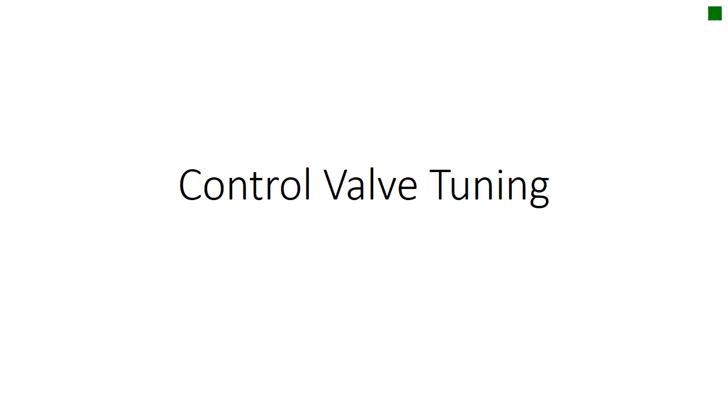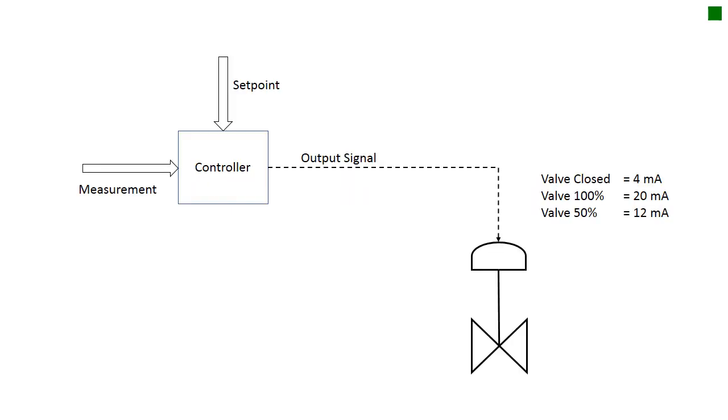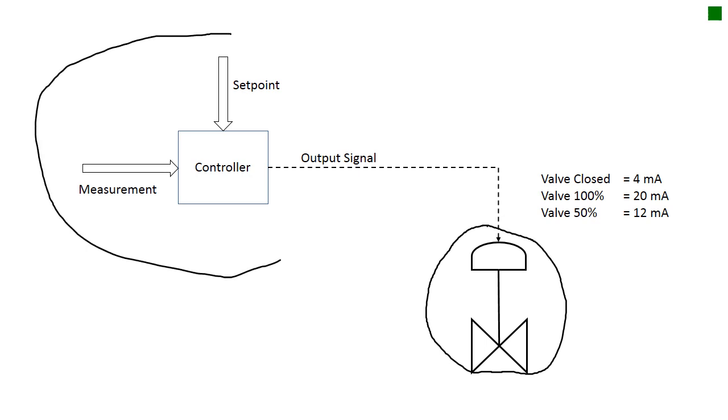Now we're going to take a look at how to tune control valves so that we can maintain a process at a desired set point. A control loop has two main components to it. The one is the item that we're controlling. In this case, we're going to be looking at a control valve and the controller itself.